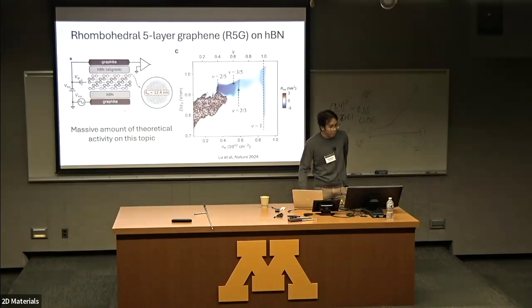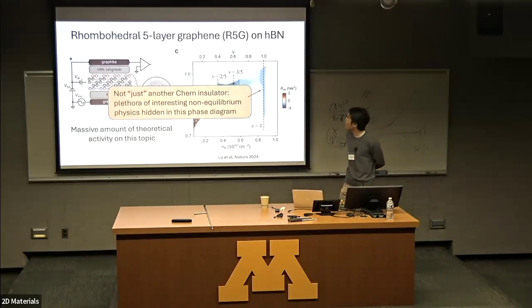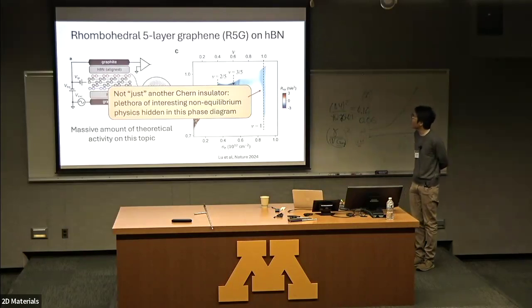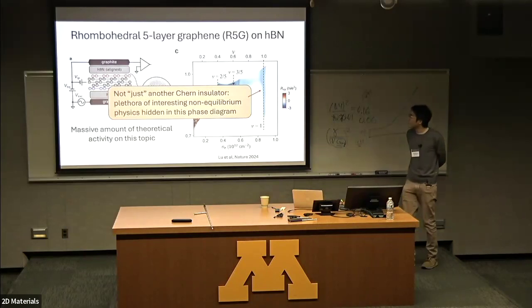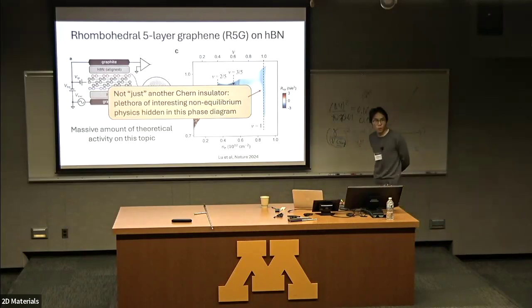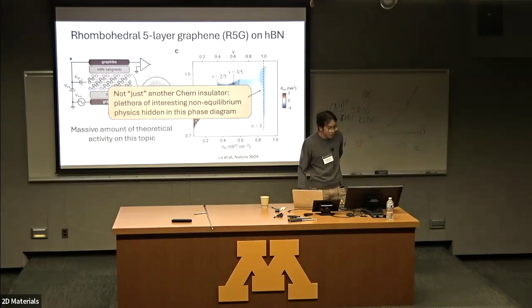I'm not going to have time to review all that's been done, but the main outcome of a lot of this theory is that even this Chern 1 insulator is not just another Chern insulator. Now in the era of moire, we have too many Chern insulators to count, but this one still manages to be unique. In this talk, I'm going to talk about how we think there's actually quite a lot of interesting non-equilibrium physics that's hidden in this phase diagram.